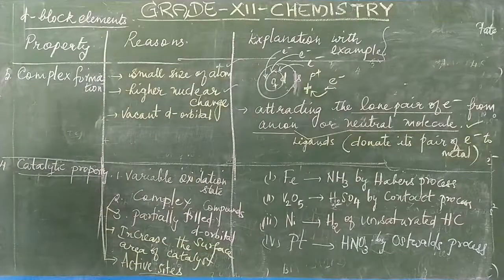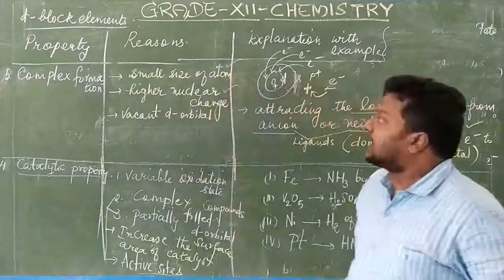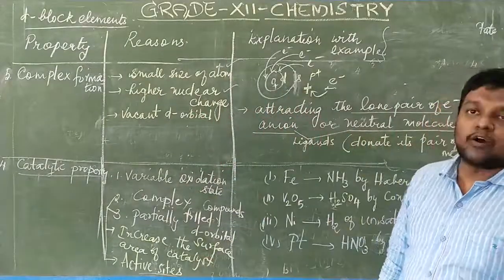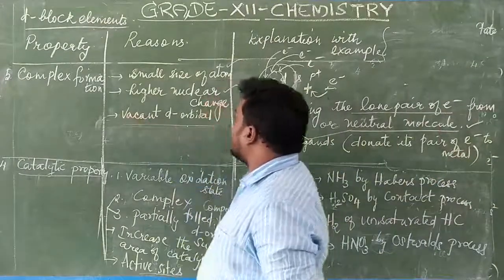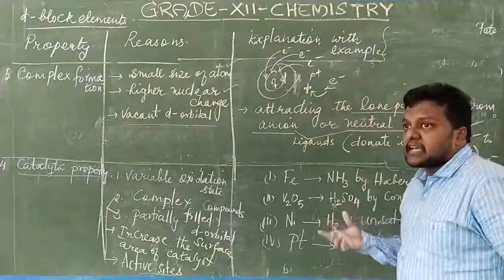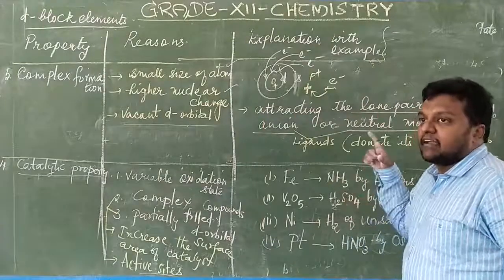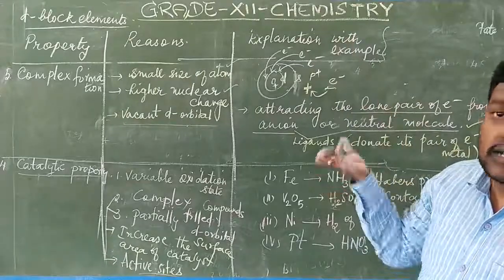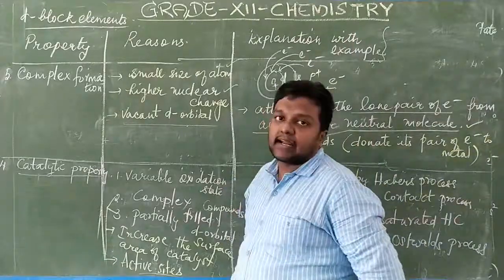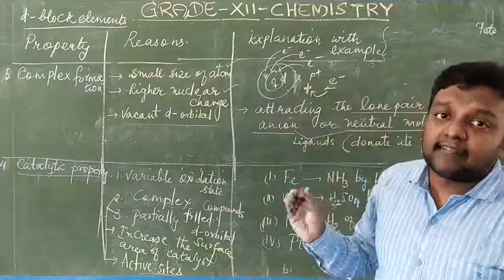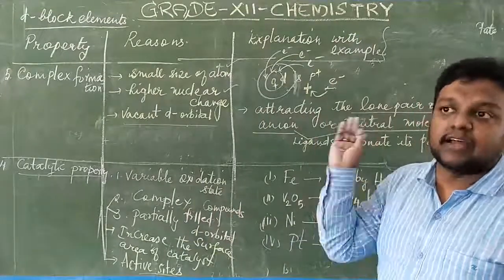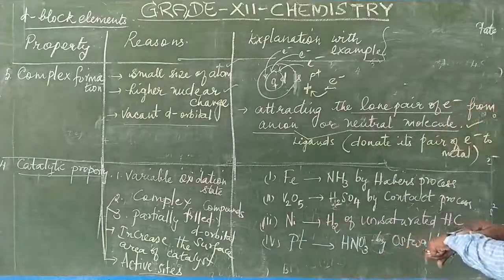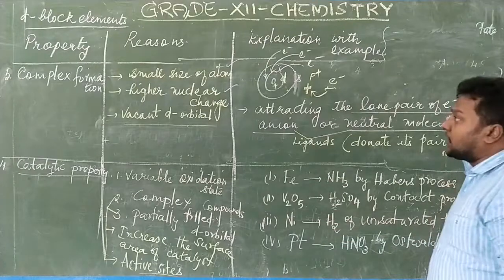So complex formation, what are the reasons? One is the small size of the atom, the other one is higher nuclear charge, and the other one is the vacant d orbital. Small size: nuclear charge is inversely related to the atomic radius. Whenever the nuclear charge is high, the atomic radius constricts, and the radius of the atom goes on decreasing. Next one is the vacant d orbitals. In order to accommodate the incoming electrons, there should be a space. So the d orbital should be vacant enough to attract and keep them.